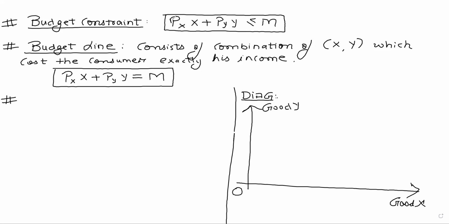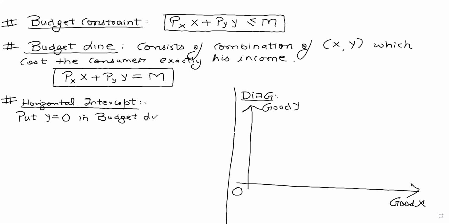Okay, so what will our horizontal intercept be? So let's work out the horizontal intercept. So guys, how do we find the horizontal intercept? Put y equal to 0 in the budget line. Putting y equal to 0 in the budget line, I get x as m by px. So my x comes out as m by px.